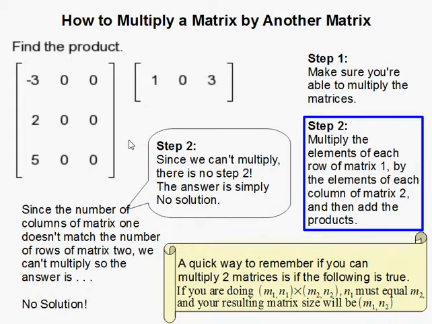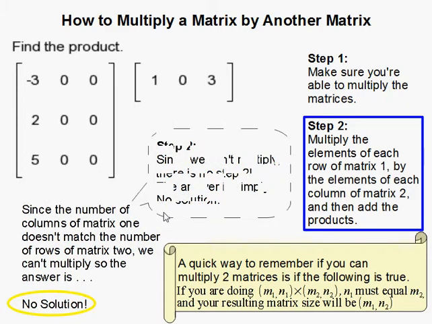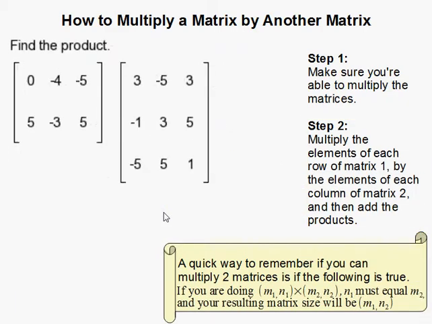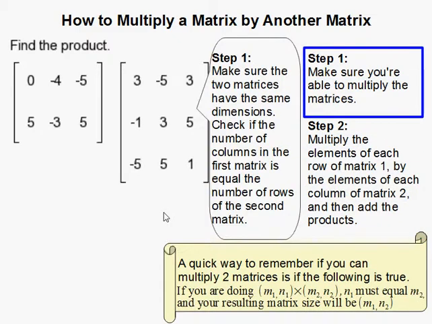So that was a good review. Remember, the number of columns in matrix 1 has to equal the number of rows in matrix 2. The number of columns has to equal the number of rows. You've got to stick that in your brain. So let's try one more. Here we go. Let's see if we can multiply this one. First we check.